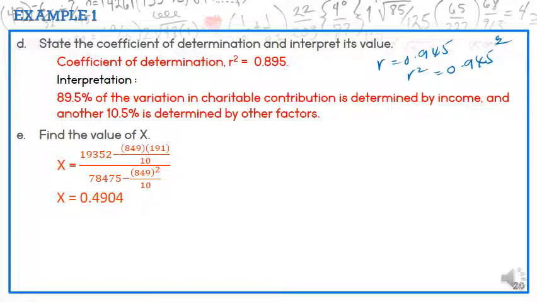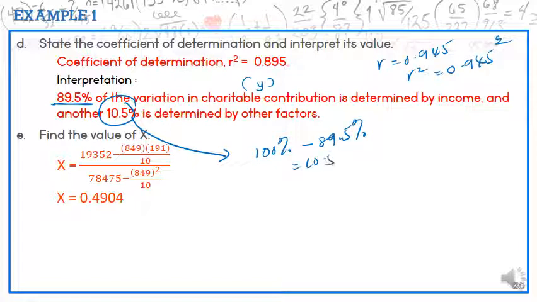So your interpretation, interpret your coefficient of determination in terms of percentage. So here, 89.5% of the variation in charitable contribution, Y, is determined by income, and another 10.5% is determined by other factors. So macam mana you dapat 10.5? 100% minus 89.5%. You dapat 10.5%.